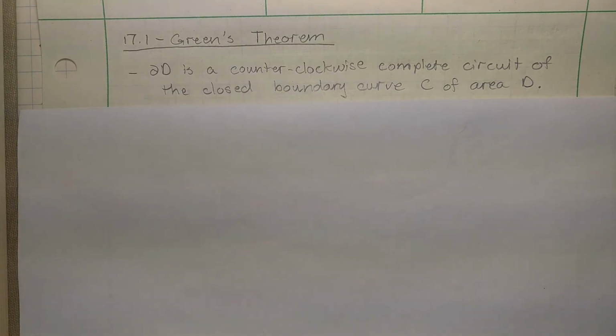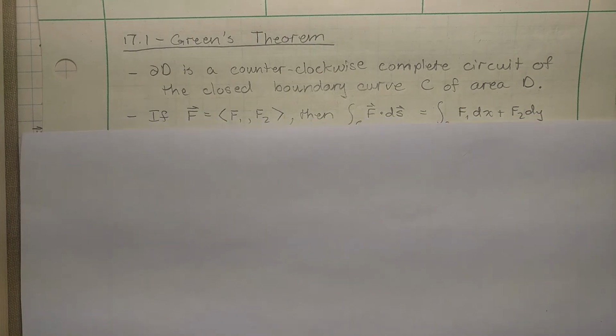So when we see that notation, the partial with D, we're talking about the complete counterclockwise circuit of the closed boundary curve C of a given area D. If you want to, you can see a good illustration of that in your book. I would say it's on page 1003, but Daniel, I know your page numbers are different. It's in figure 1. If you take a look at figure 1 there in 17.1, you'll see it illustrated well.